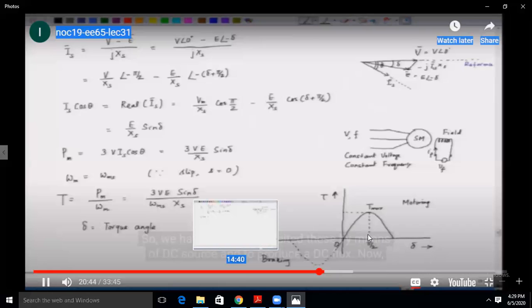So we can vary the torque just by varying delta. At delta equal to pi by 2, the torque is T max. If you go in the reverse direction, at delta equal to minus pi by 2, the torque is negative, minus T max, and this is during braking. This is the motoring condition, as it is in the first quadrant.